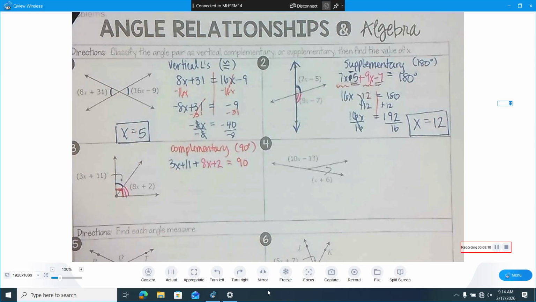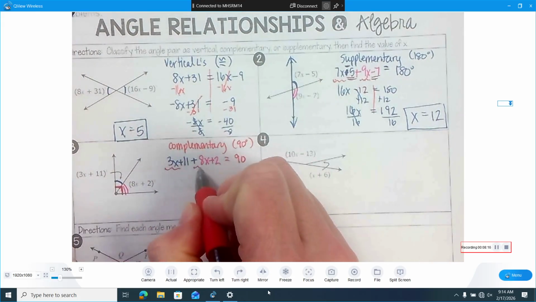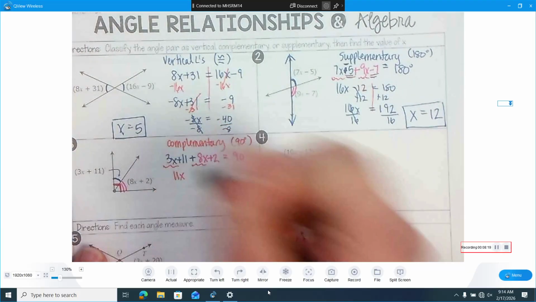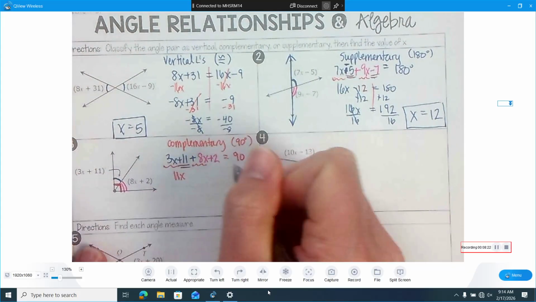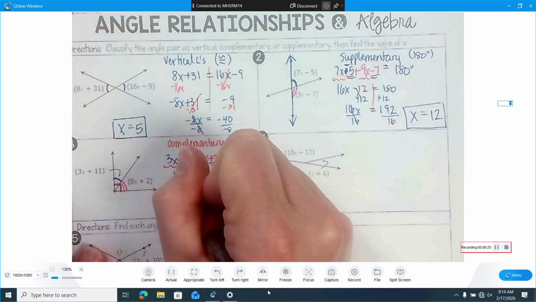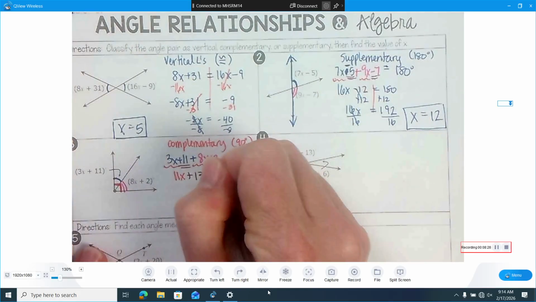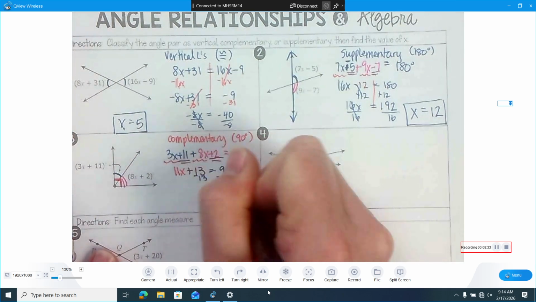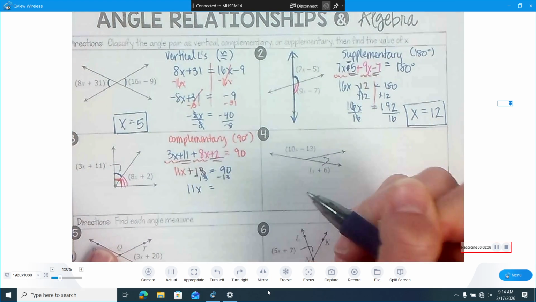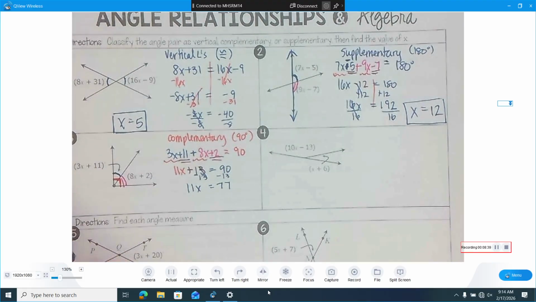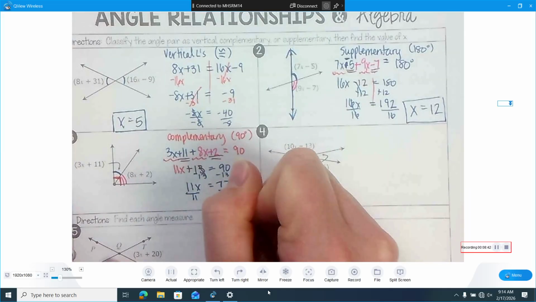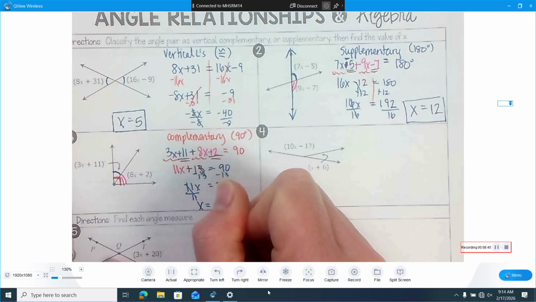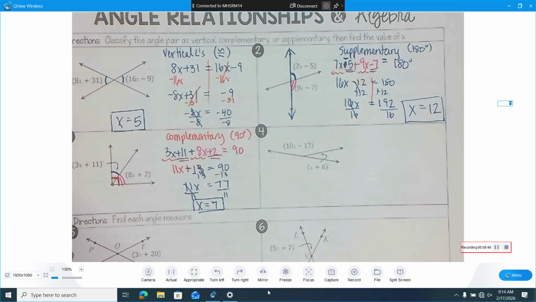All right, once we get that little equation down, what should we do? Combine like terms. Okay, so 3x's plus 8x's is 11x's. And then we have positive 11 and positive 2, which gives me positive 13. Beautiful. Equals 90. And what should we do? Subtract 13. Beautiful. 11x equals 87. And then we need to divide by 11 on both sides. So x equals 7. Excellent. Do you have questions so far?